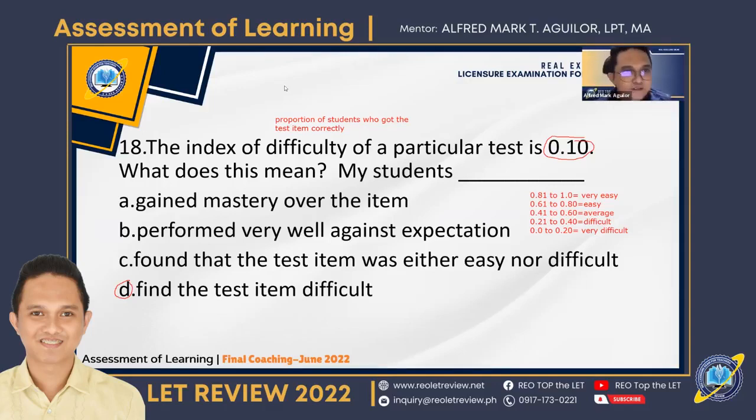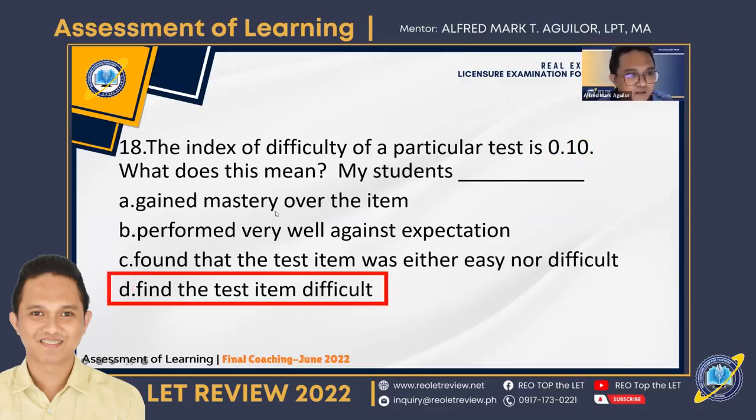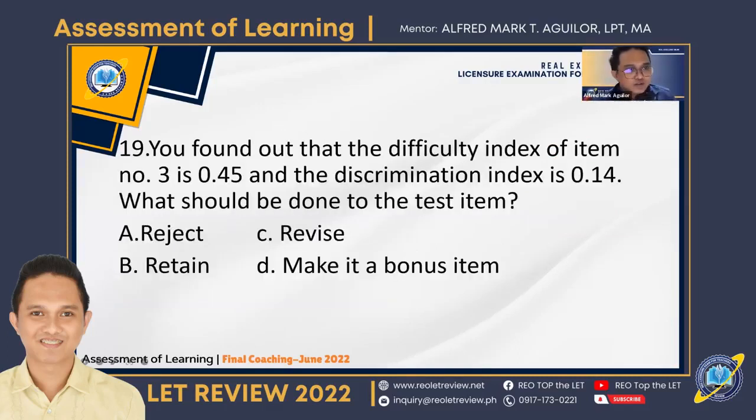Okay, so let's continue to item number 19. So you found out that the difficulty index of item number 3 is 0.45 and the discrimination index is 0.14. What should be done to the test item? Okay. So as what I have said kanina, in terms of the difficulty index, this is our classification. Okay, for discrimination index, okay, so we have different classification.